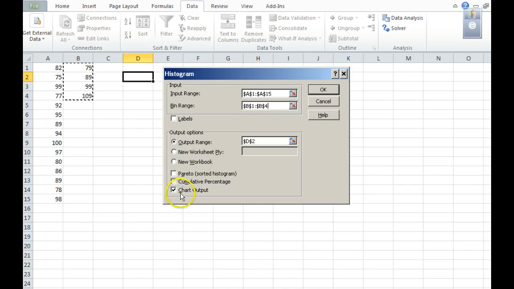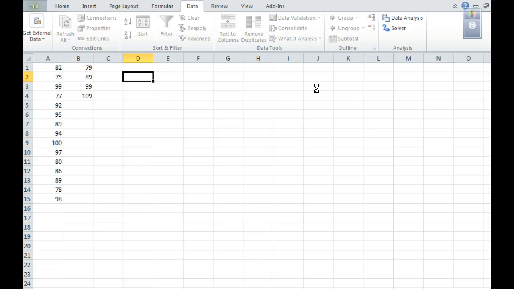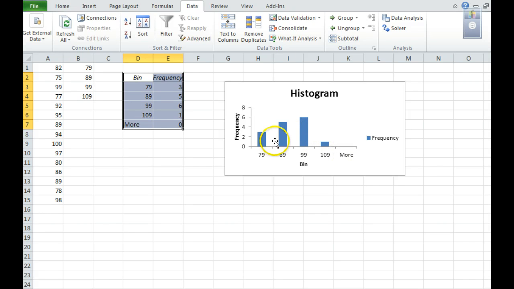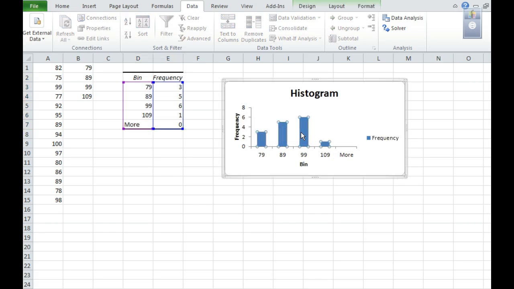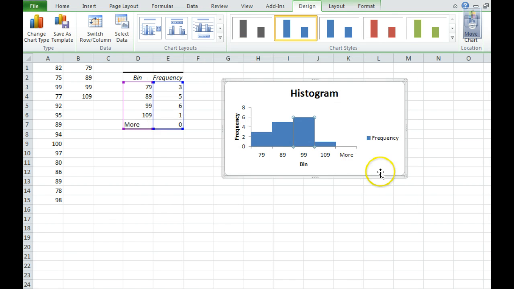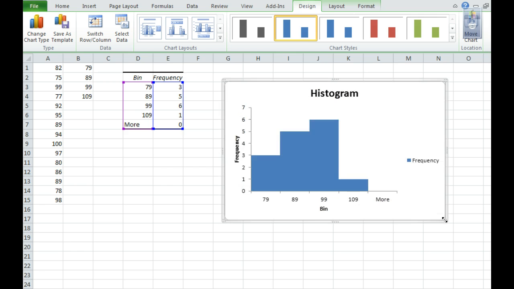And then I want to make a chart output. Hit OK. There's my frequency table, and there's my output, my histogram. And then of course you can click on it, and we want to put the gap at 0 so there's no gap. And just like that. Okay, get the same thing. So very, very easy to do with Excel if you know what to push. If you don't know what to push, this could take hours. So just know that the tools are there.